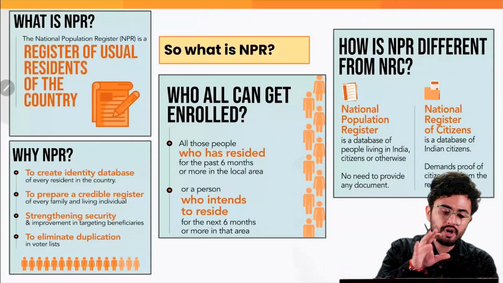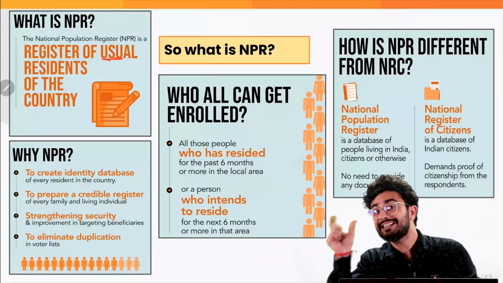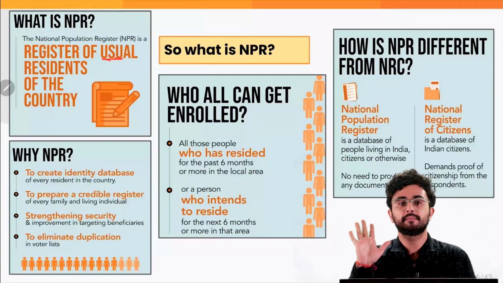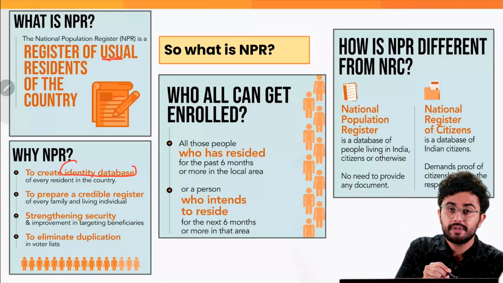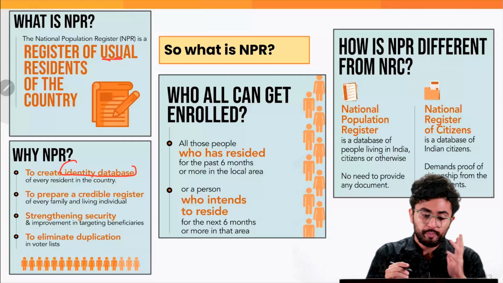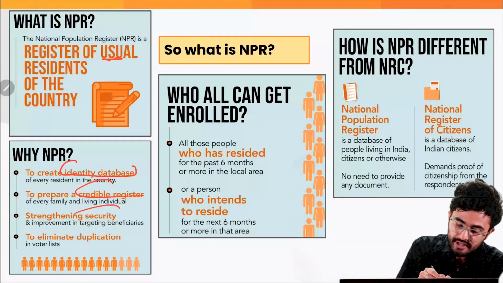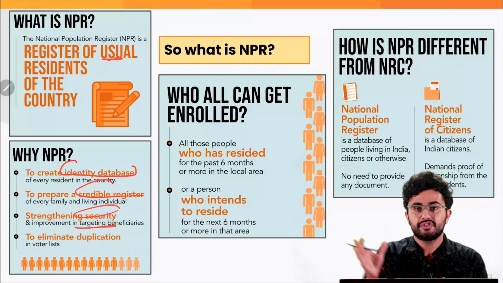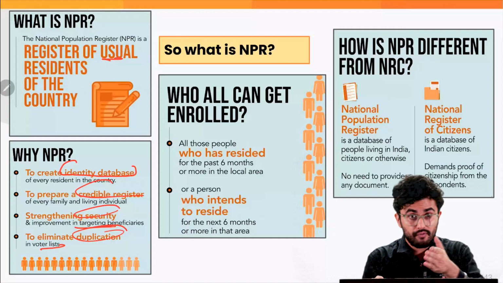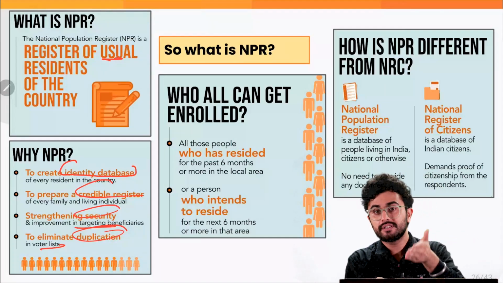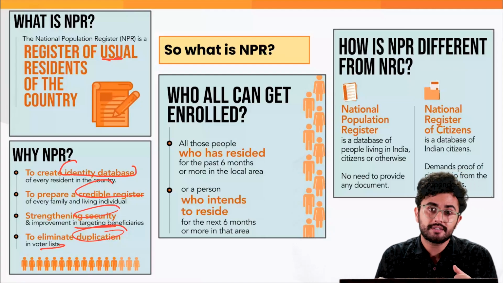Now let's try to understand what is NPR. NPR is basically a register of the usual residents of the country, not citizens. Keep this in mind. So why is NPR required? To actually create an identity database of who all are living in our country, to prepare a credible register for every family and individual, to strengthen security and improve the targeting of beneficiaries for various schemes, also to eliminate the kind of duplication in the voter list or, for example, in the Aadhaar list, from which these kind of fraudulent activities were taking place in the Ayushman Bharat scheme.